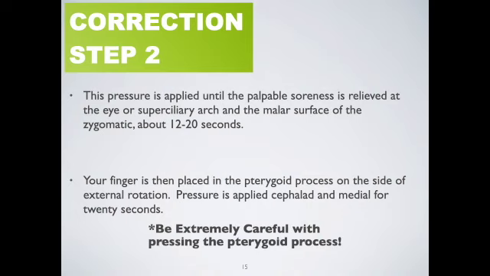Step 2 correction, you go to the pterygoid process on the side of external rotation, and pressure is applied cephalad and medial for 20 seconds. Once again, be very, very careful with pressing the pterygoid process. If you feel like you're pressing too hard, press less hard. If the patient feels like you're pressing too hard, then back off. So that is the internal and external frontal faults.